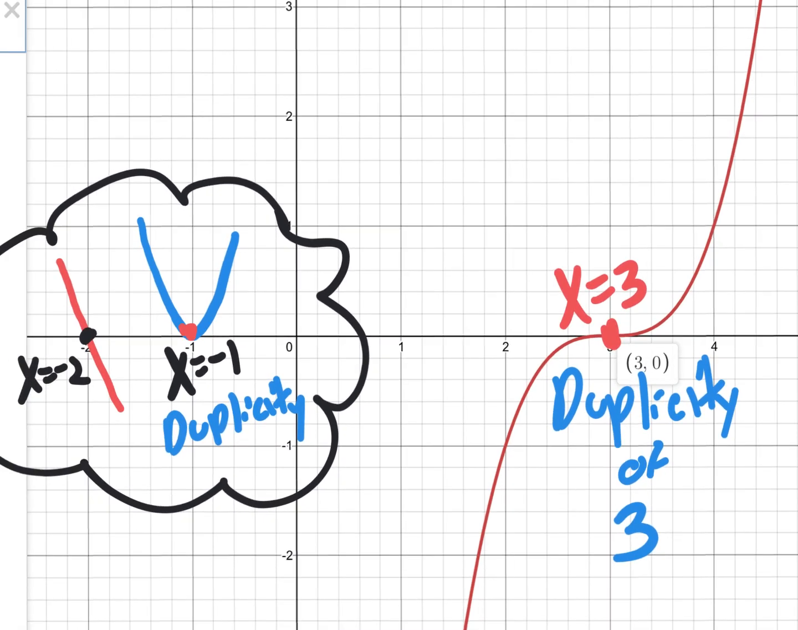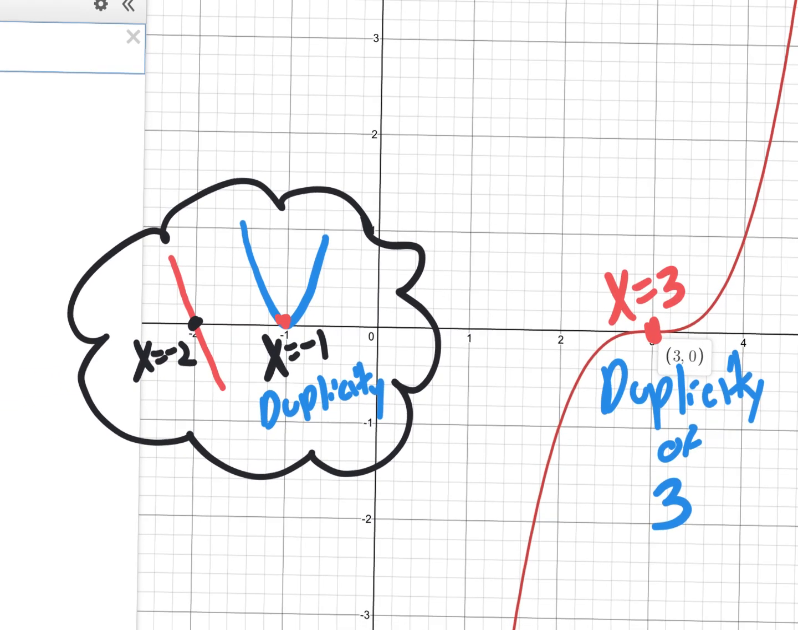But I really want you to understand how to interpret graphs where they intersect the x-axis. If it crosses through, that's a single answer. If it touches, it has duplicity of 2. If it crosses like a cubic function, it has duplicity of 3. But technically, it could be any even duplicity, 2, 4, 6. It could be any odd duplicity, 3, 5, 7, right?